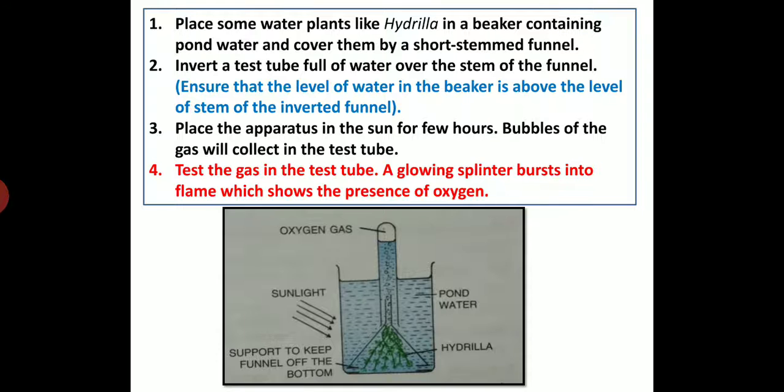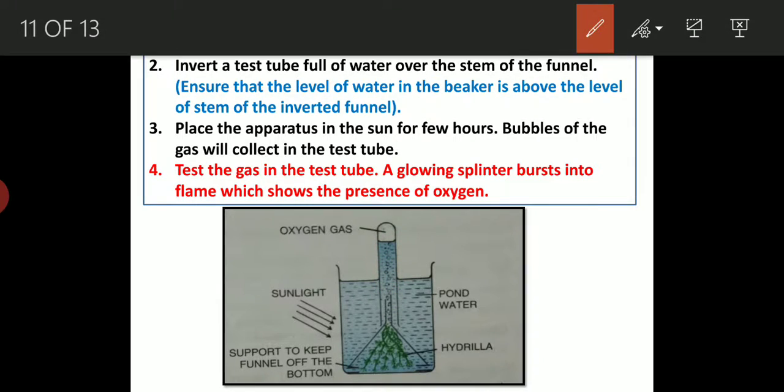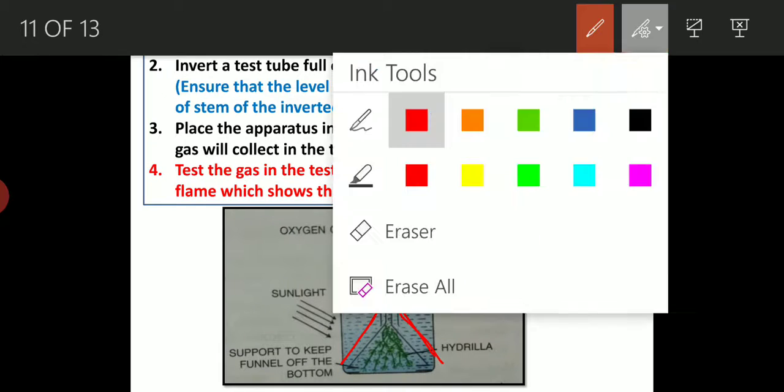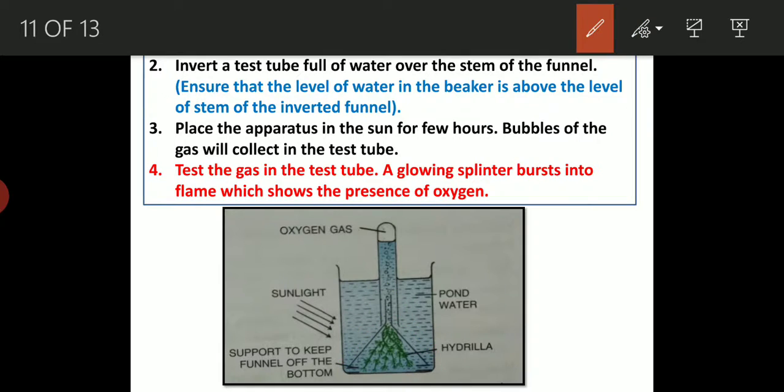So see the experiment. We will take a water plant, okay? For example, hydrilla is a water plant. This is the picture of hydrilla. So we will take some water plants like hydrilla in a beaker. Okay, this is the beaker. And this beaker contains pond water. And we will place this hydrilla in a funnel, a short stem funnel. This structure is the funnel, okay? We will place hydrilla inside that funnel. We will cover hydrilla, okay?